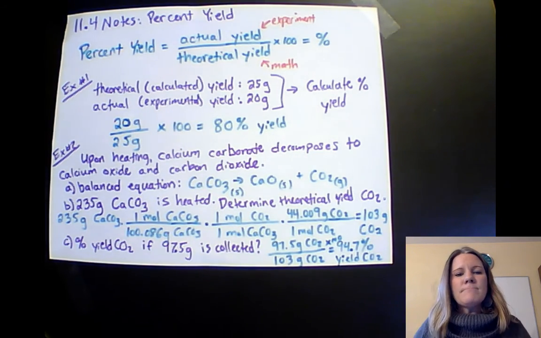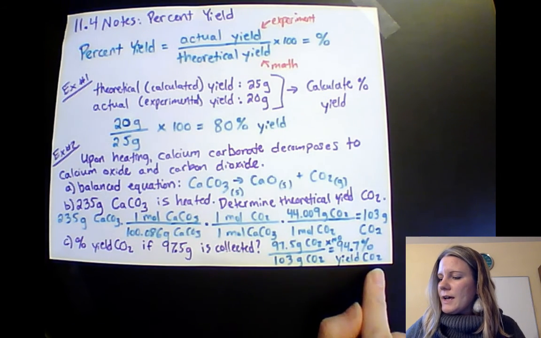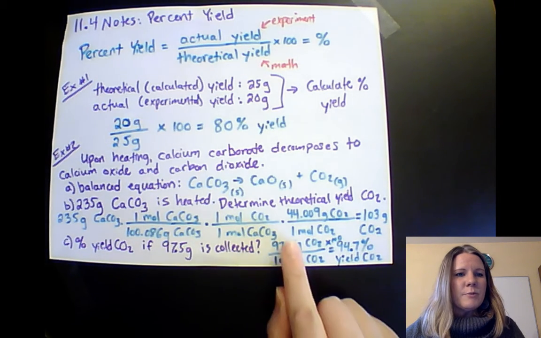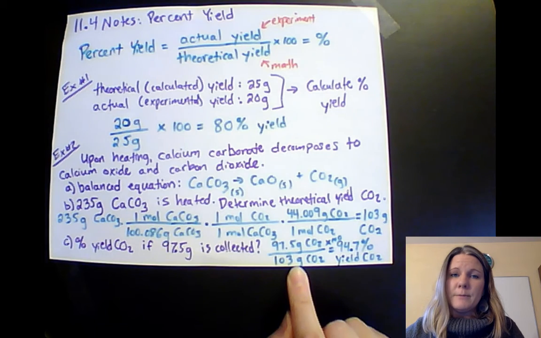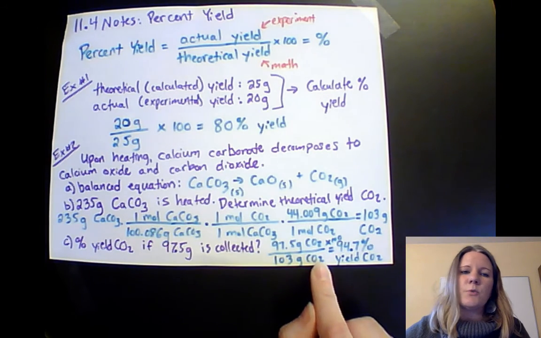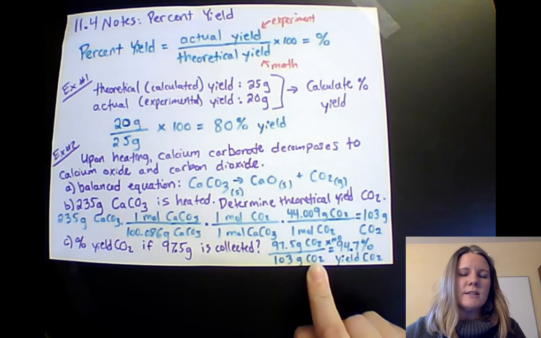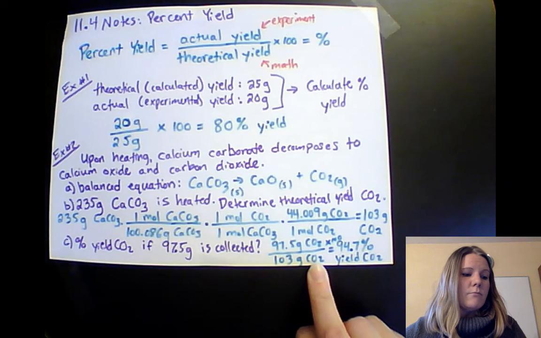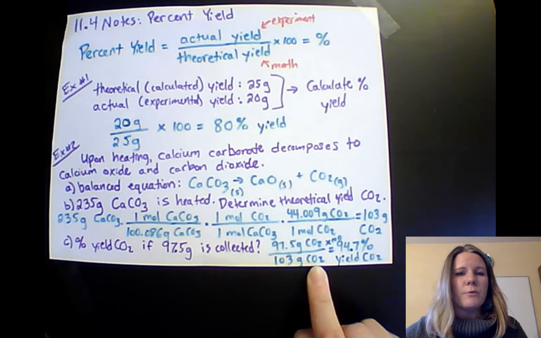But a couple things to point out here. Notice that whenever we're throwing things in a percent yield formula, it's in grams. So don't try to throw moles in here. Don't try to throw grams of one substance divided by grams of another substance. That doesn't work. It has to match in what kind of substance or molecule or formula unit we're looking at.